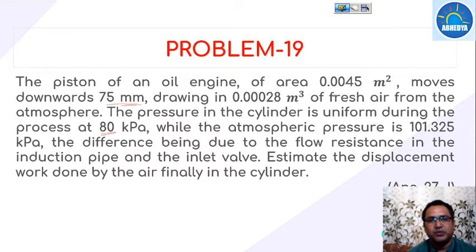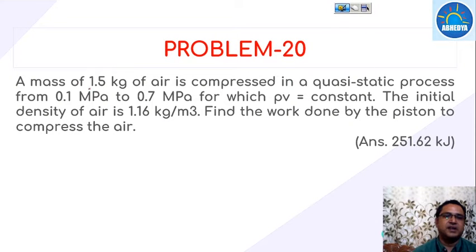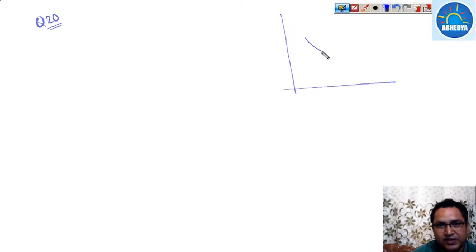Now let's do one more problem. The question is, a mass of 1.5 kilogram of air is compressed in a quasi-static process from 0.1 megapascal to 0.7 megapascal. Now the air is being compressed. So if you see, air is compressed from state 1 to state 2. This is the PV diagram of this compression.